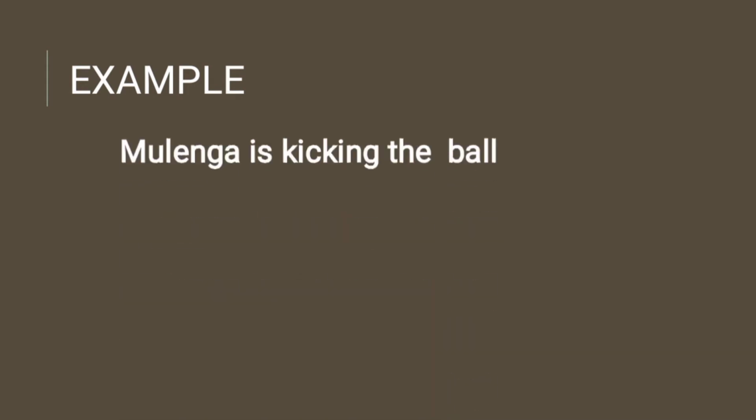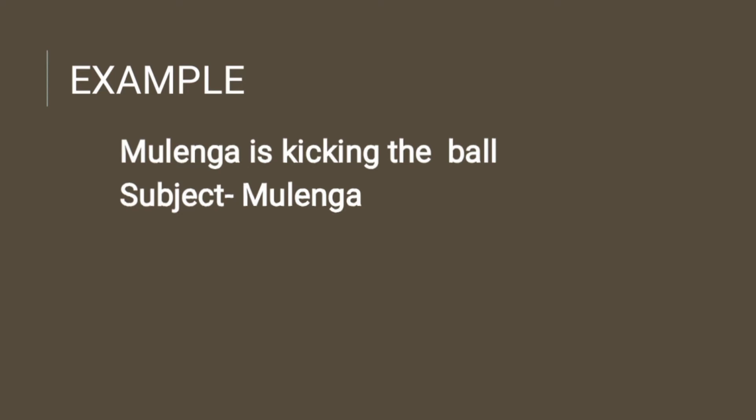So now, let me give you a practical example that will help you understand this. Mulenga is kicking the ball. You know when they say mention the parts of a sentence, just remember this example. You are going to mention them all. So when we say Mulenga is kicking the ball, we want to identify the verb, the subject, and the object. So who is kicking the ball here? It's Mulenga, right? Very good.